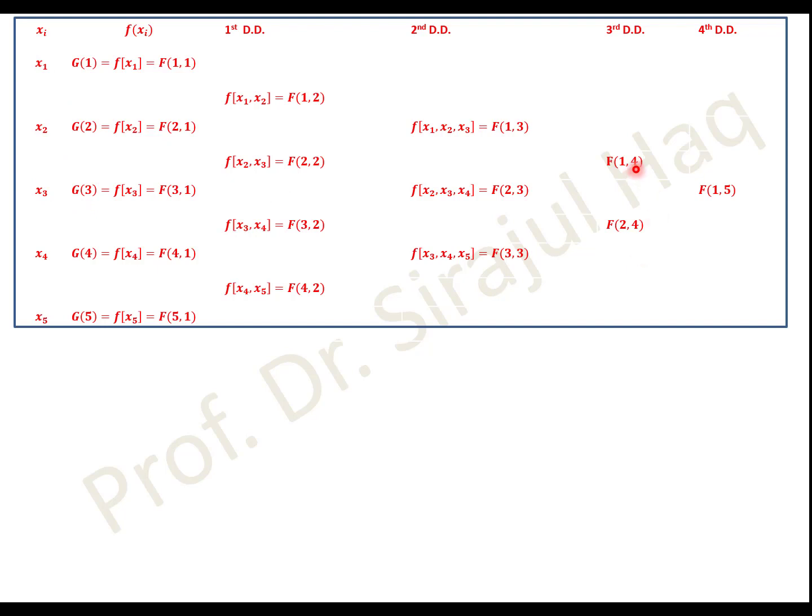This means f of x1, x2, x3, x4. And this means f of x1, x2, x3, x4, x5. Because of the space I use this. So I will be generating these entries and you know the meaning of these entries. So let us generate this table.